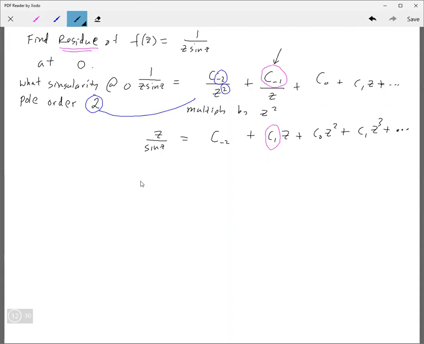Take the derivative? Yes. Differentiate both sides. Because over here, this goes away, I just get c minus 1. So I just get a c minus 1 there.